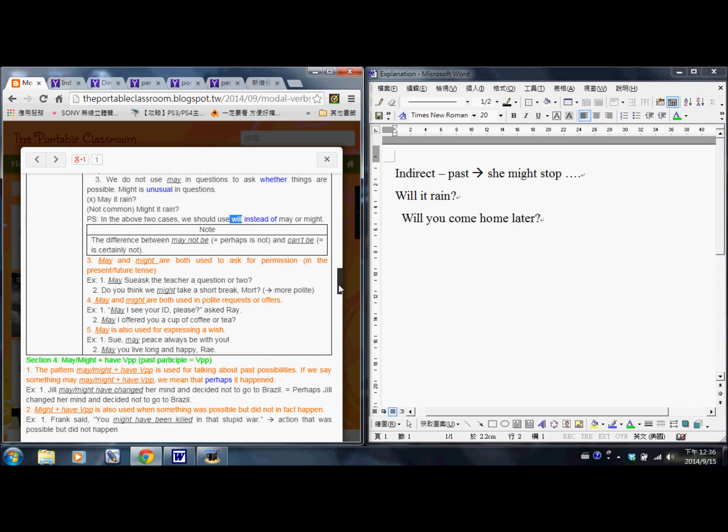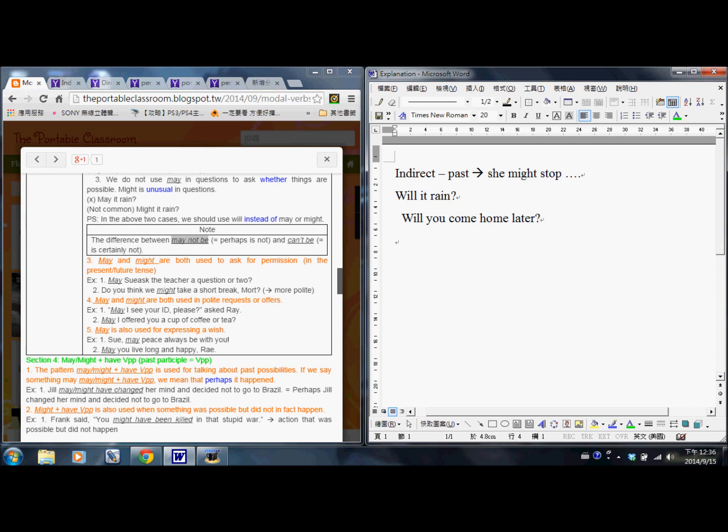Now, note the difference between these two things. One is "may not be," the other one is "can't be." When we say "may not be," it means perhaps it's not, maybe it's not. When we say "can't be," we are certain about the outcome. We're certain that it is not.